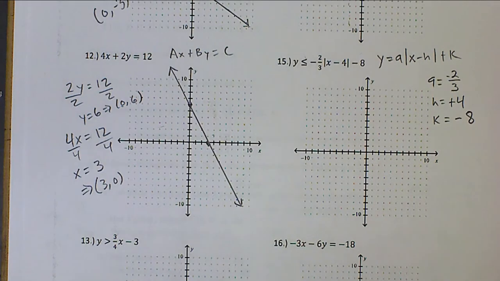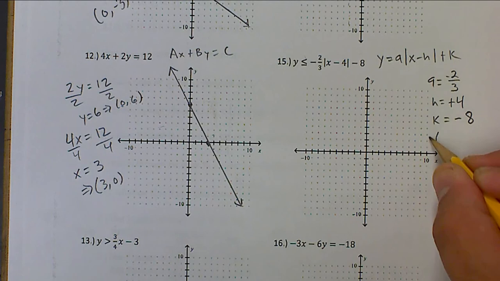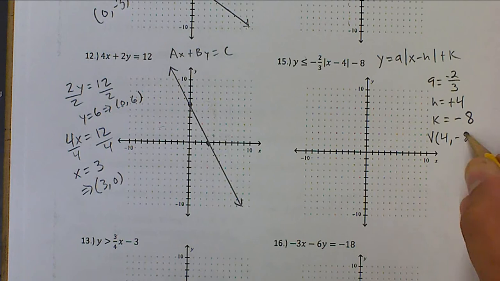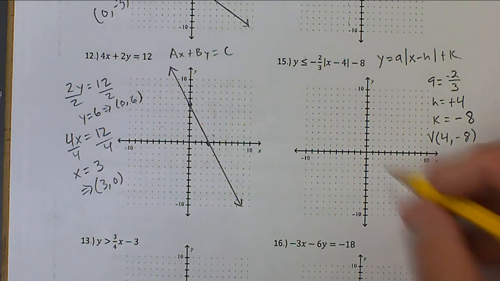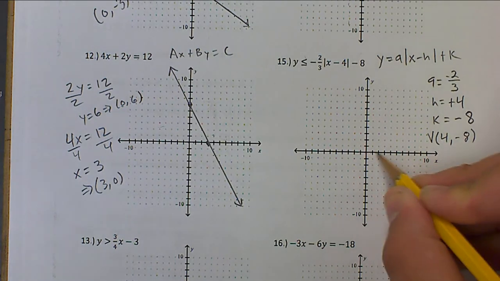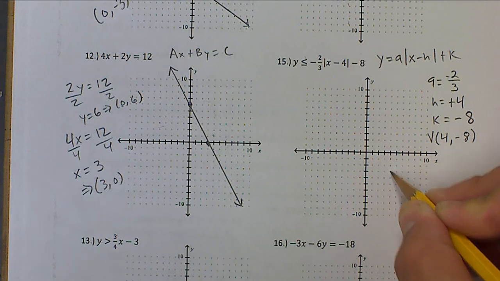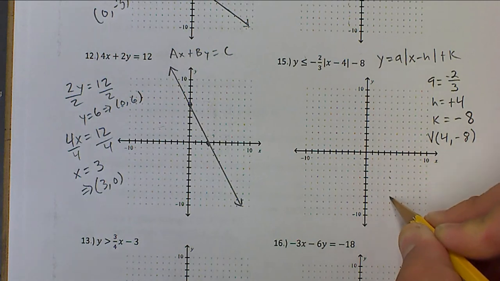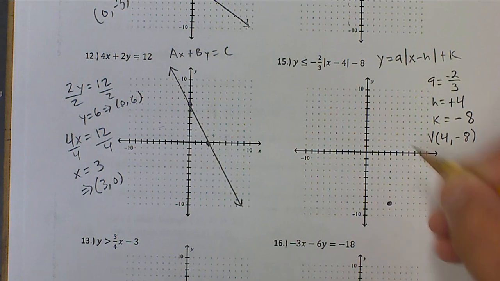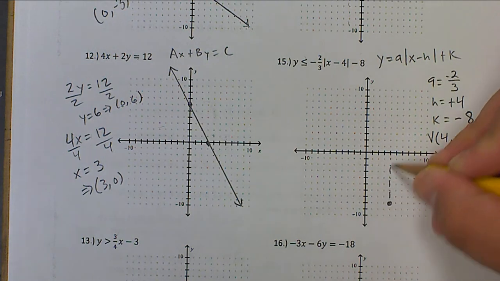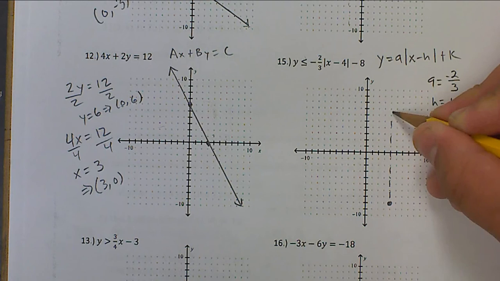Okay. Next thing you do is plot the vertex. The vertex is always at (h, k). Therefore, (4, negative 8) is my vertex for this. So I'm going to go ahead and plot that. 2, 3, 4, down 8. 1, 2, 3, 4, 5, 6, 7, 8. There's the vertex. And I'm going to draw an axis of symmetry like so.